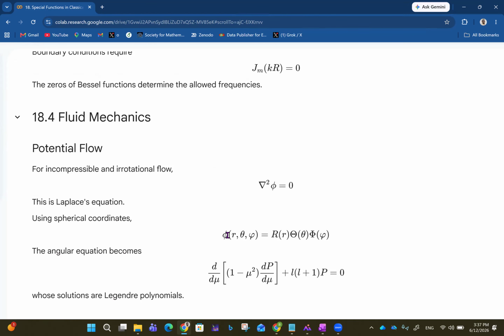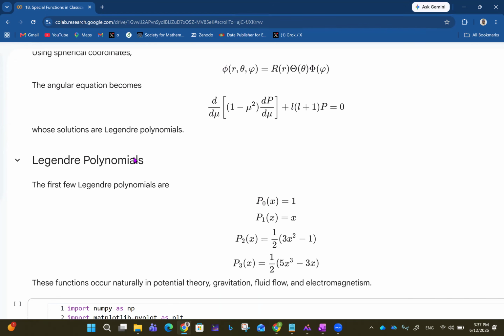Big Psi of small psi, if I got that right. So the angular equation becomes d/d mu of (1 minus mu squared) dP/d mu plus L(L plus 1) P equals 0, whose solutions are Legendre polynomials. So in this case, for potential flow, you are talking about Legendre polynomials.